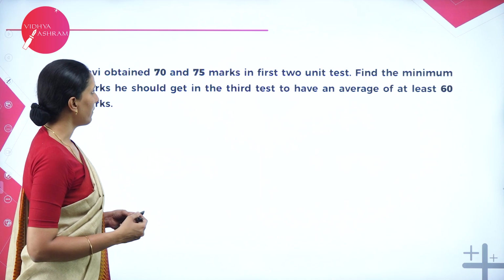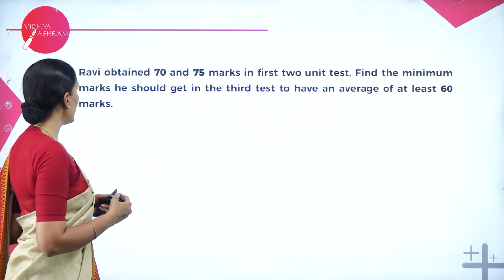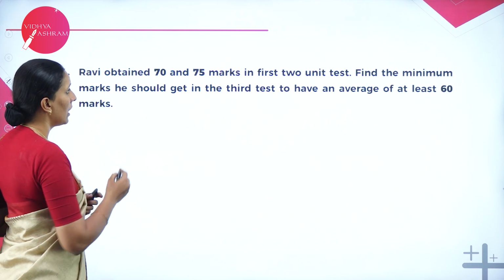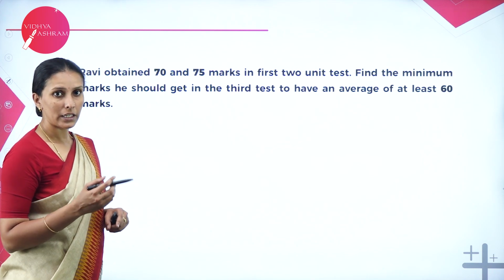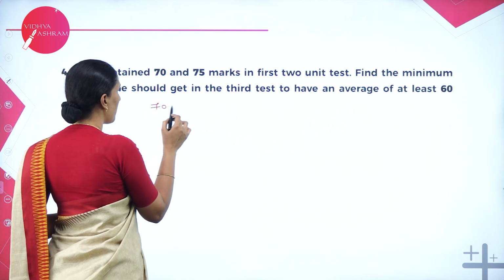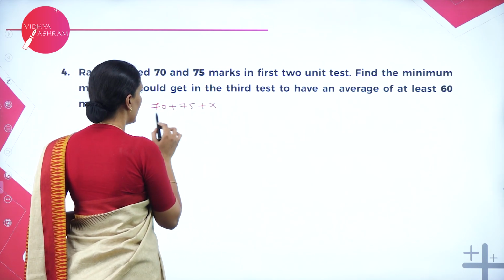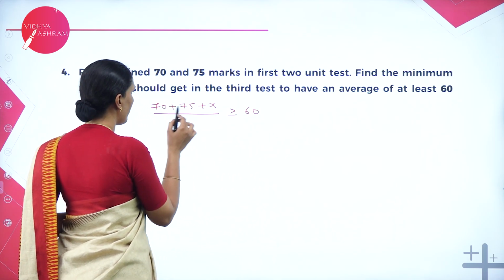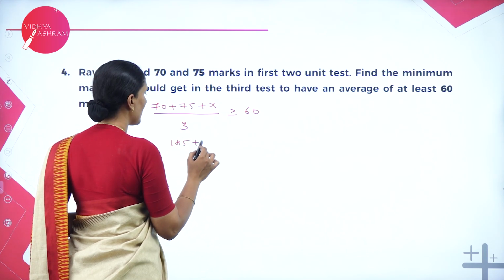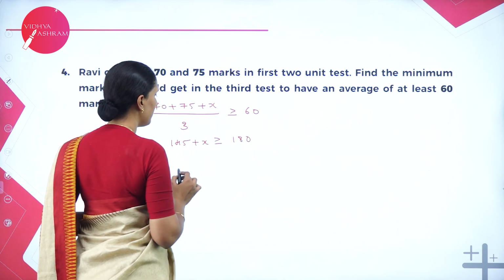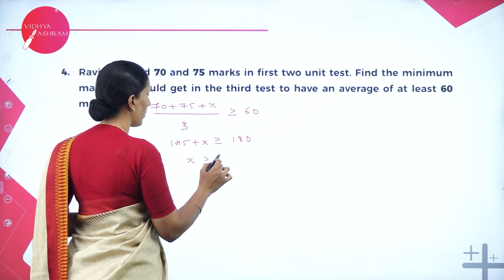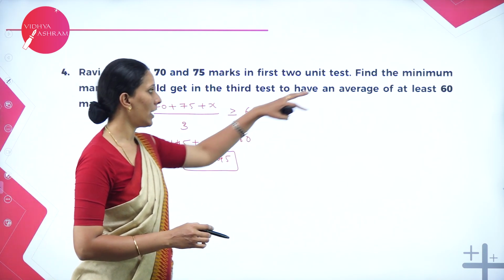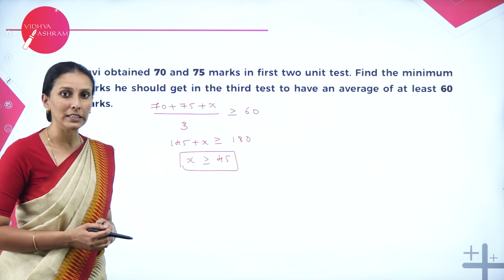Ravi obtained 70 and 75 marks in the first 2 unit tests. Find the minimum marks he should get in the third test to have an average of at least 60 marks. Now again, let the minimum marks scored by him in the third test be x. So 70 plus 75 plus x. The average of all the 3 tests is at least 60. So therefore 70 plus 75 is 145, plus x greater than or equal to 180. So x is greater than or equal to 45. So he has to take a minimum of 45 marks so that he'll maintain an average of at least 60 marks in all the 3 tests.